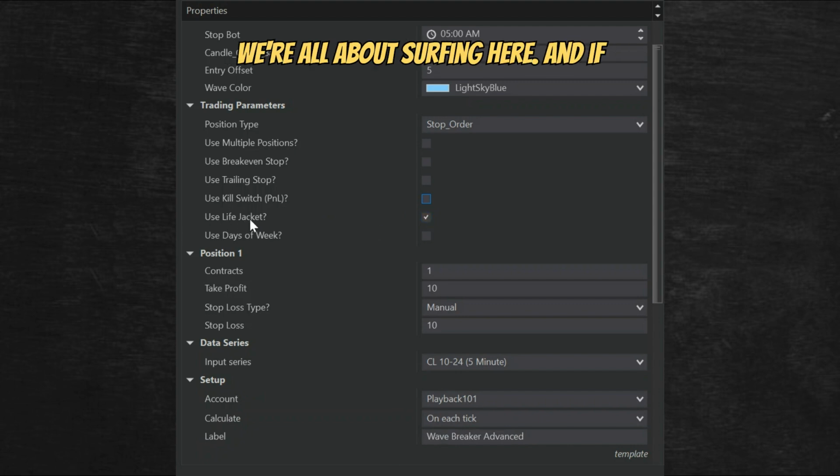Okay, our life jacket code, what it means, it's just a protection. It's like a life jacket. We're all about surfing here, and if you're in the deep water and you are stuck, if someone throws you a life jacket, it's just saving you. And what this is doing, it's saving you from naked positions. If you have a naked position, it will automatically shut down that position, exit it, and tell you that there was a naked position, and it will save you.